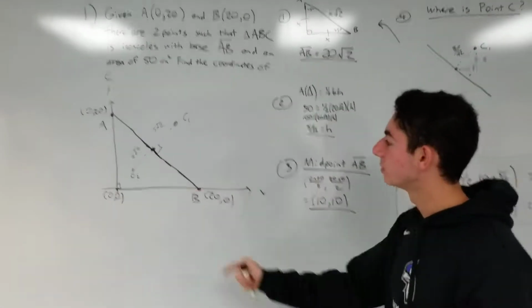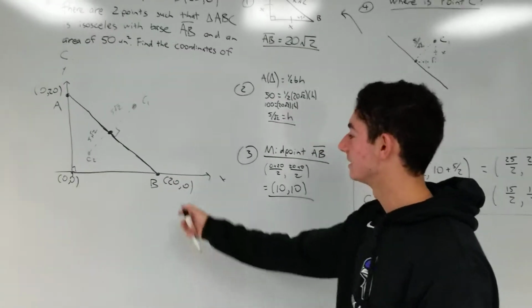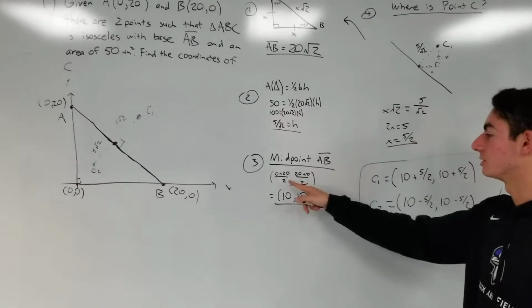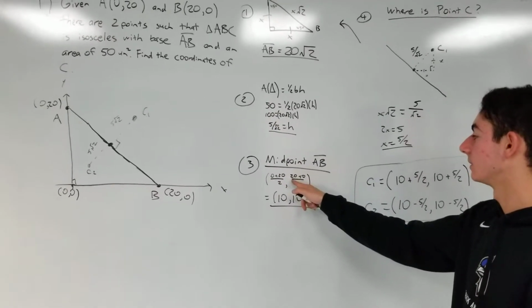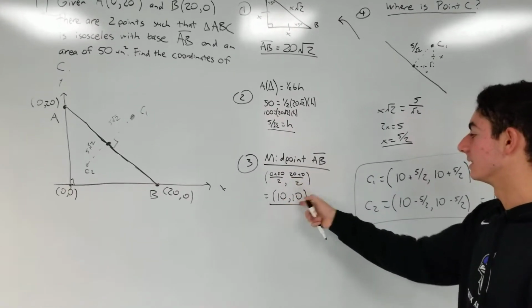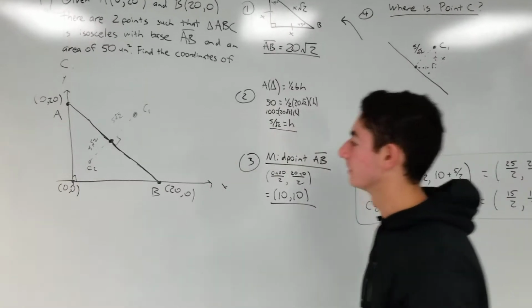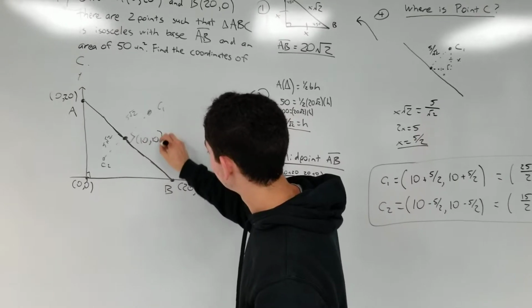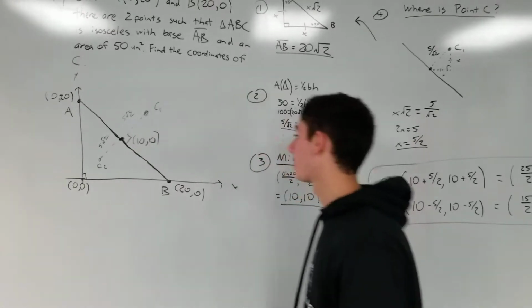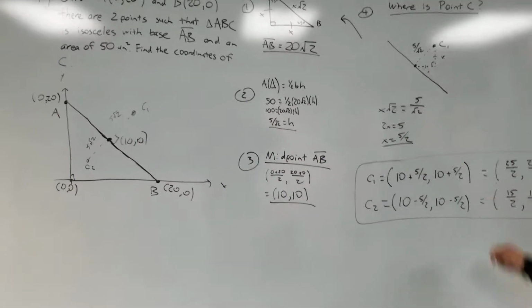So the midpoint here is pretty obvious. You can tell it's kind of (10, 10). But if you want to do that, you just do x1 plus x2 over 2 and y1 plus y2 over 2, so you get (10, 10). Okay, that's your midpoint right there, (10, 10). Okay, so now that you have that, where is point C?